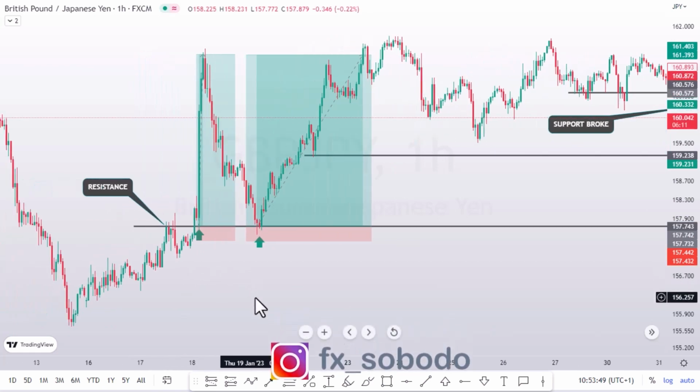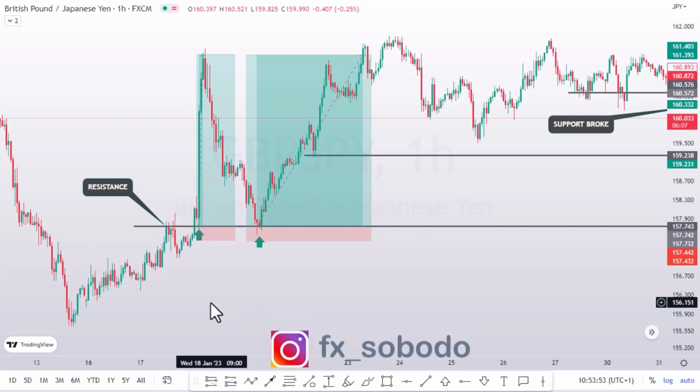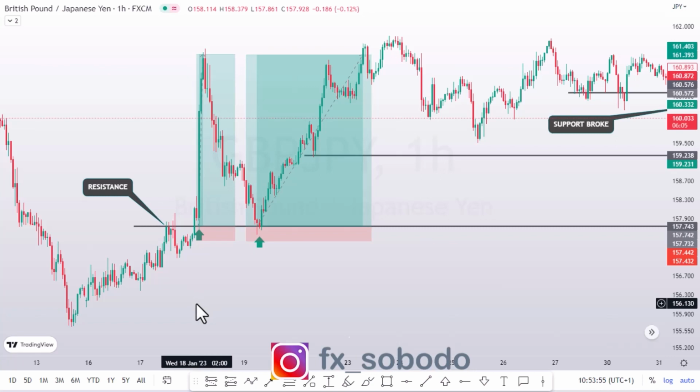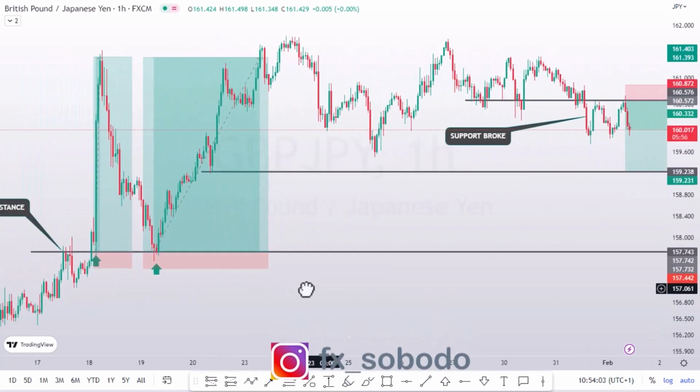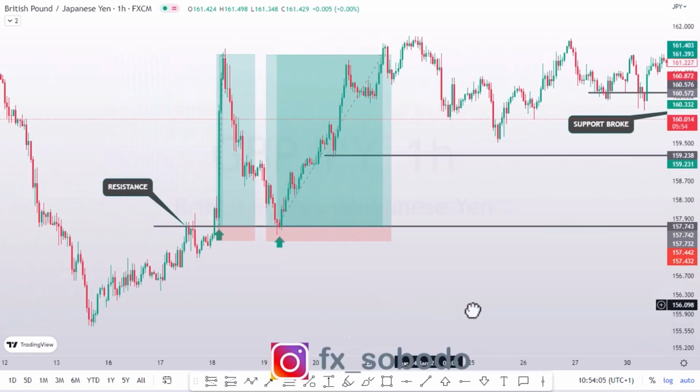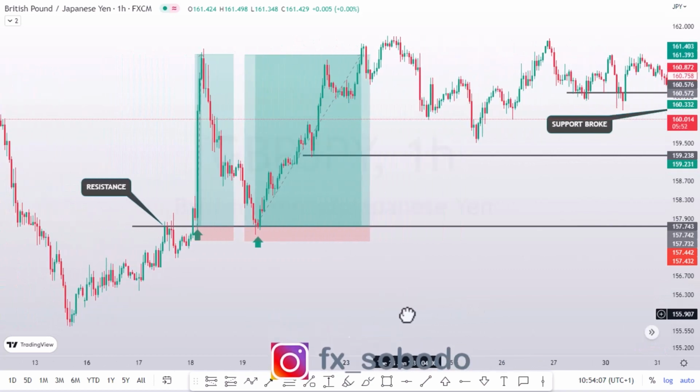Make sure the more bounces, the more sustainable both support and resistance are. So this is just a basic strategy which I use, guys.